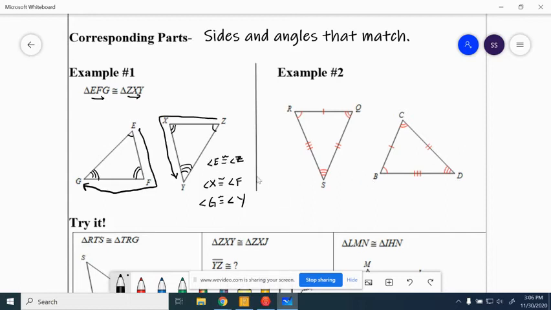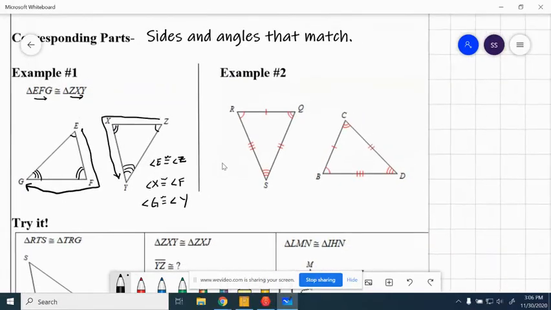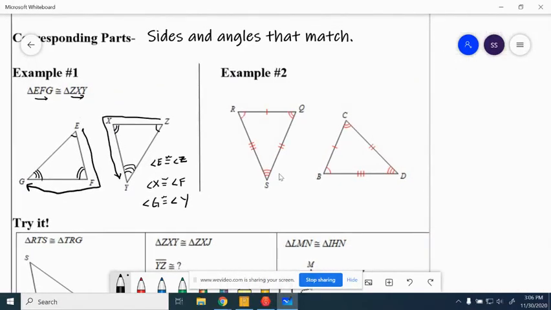So that's one type of thing where we'll be asked to label what types of things are congruent. And then the second example, we'll just be given these markings and we need to write a congruency statement. Okay, so something like up here.